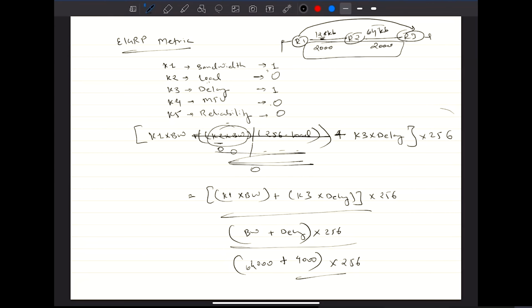So in the metric calculation, the bandwidth used is the lowest bandwidth available from source to destination, and the delay is the sum of all the delays from source to destination. That's how the metric calculation is done.